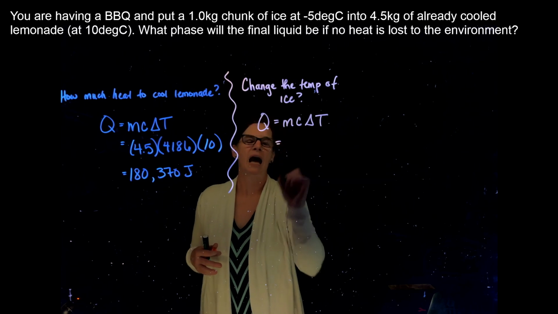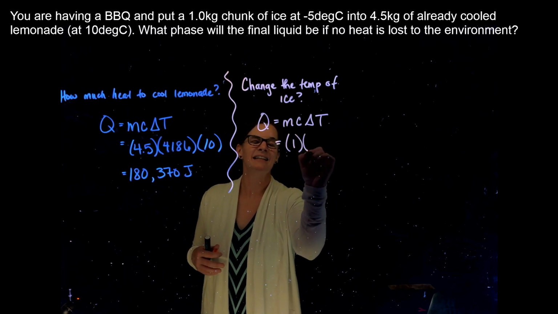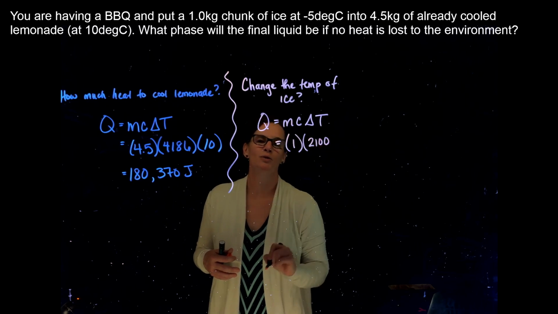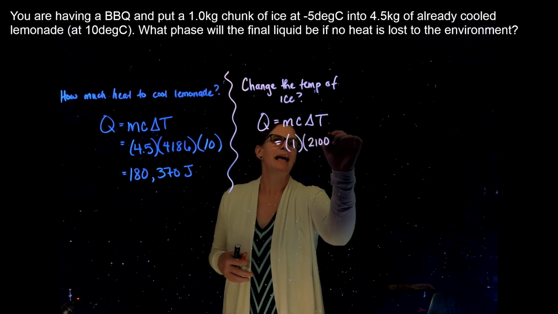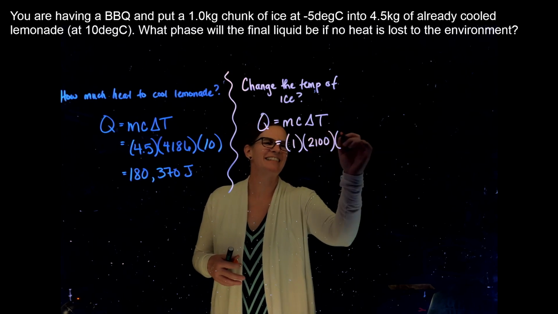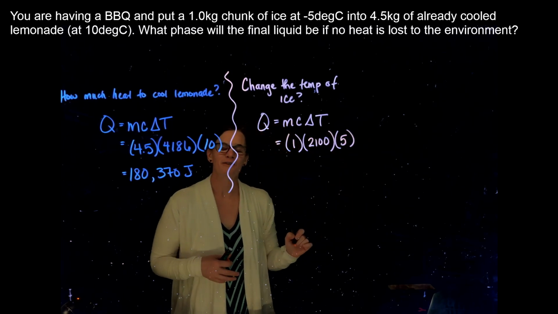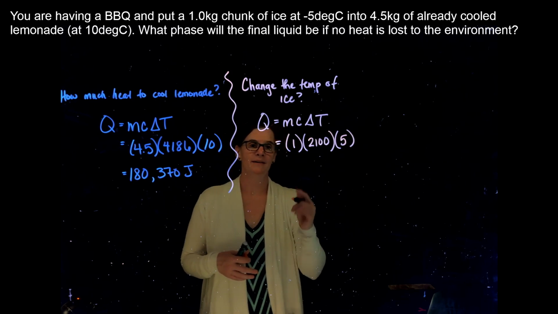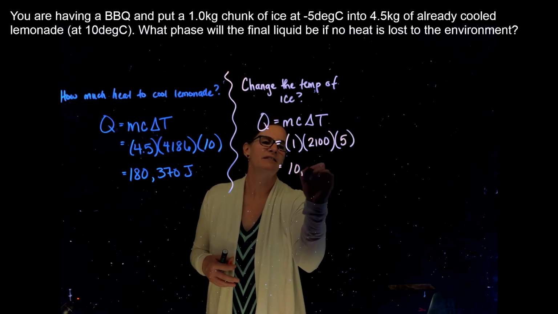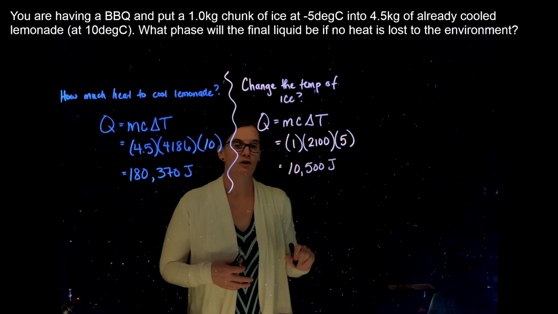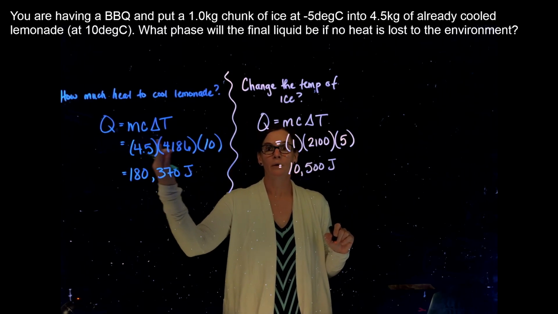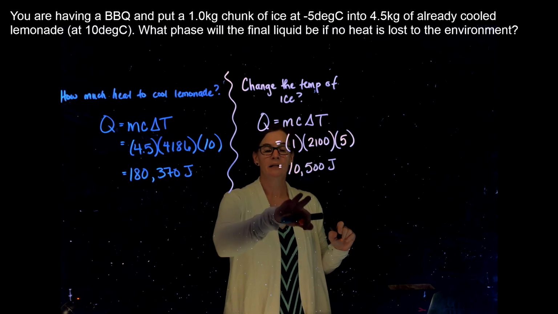Within a phase, I have 1 kilogram of ice. The specific heat of ice is 2100 joules per kilogram degree C. And we are changing this from negative 5 degrees to 0. So there's a temperature change of 5 degrees as we start to warm the ice. And if we were able to do that, that would require 10,500 joules of energy. So I have enough energy that I would convert from cooling the lemonade to heat up the ice. So that's good.